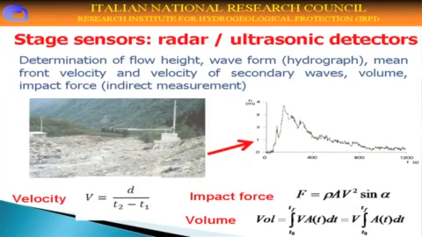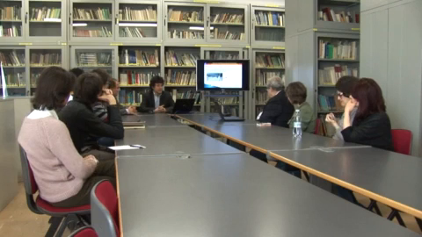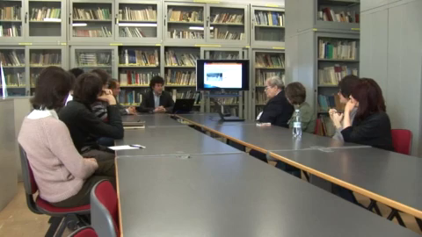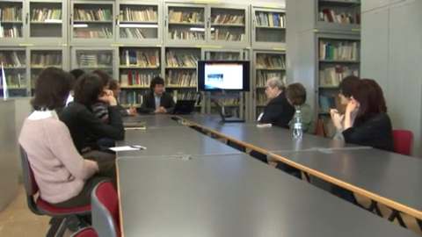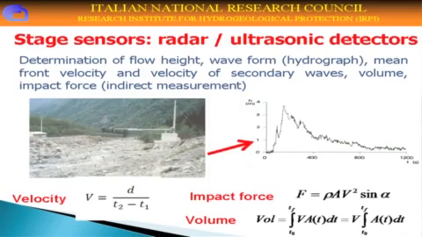I was mentioning the front because the typical hydrograph that is measured through a stage sensor appears like this. You can see in this photo, usually the front is very easily recognized in the picture. So in the hydrograph, you can use that appearance as a feature to determine velocity. Then also impact force can be estimated indirectly, of course, measuring and knowing the velocity. And then finally also the volume.